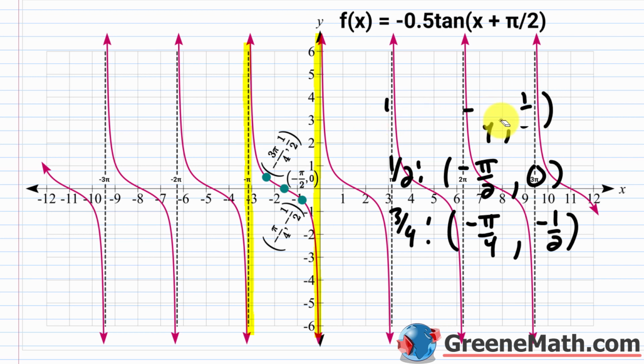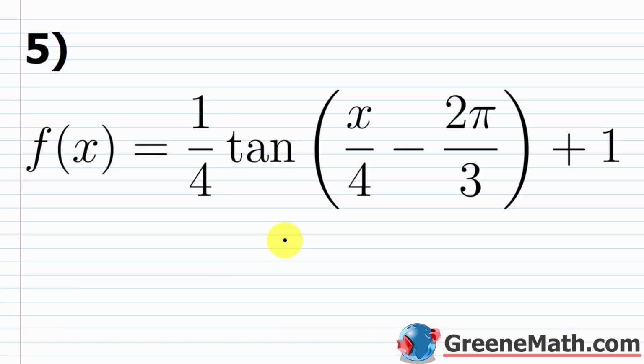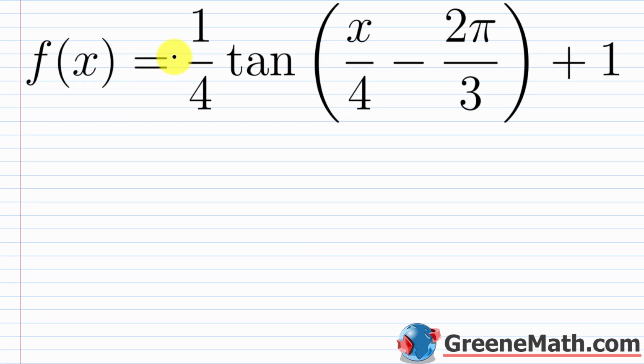If you want to get some additional practice, just go ahead and click on that link and you can go to the left or to the right by one cycle or even more cycles if you want to play around with the graph. All right, let's look at problem 5. So this is the last problem with tangent. So f of x equals 1/4 tangent of x over 4 minus 2 pi over 3 plus 1.